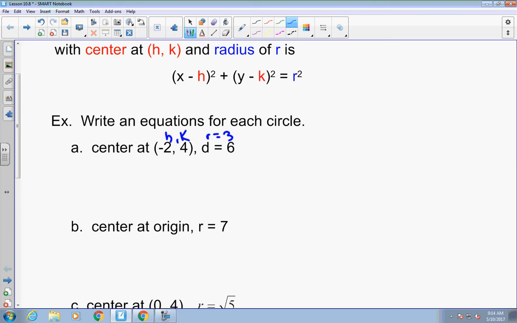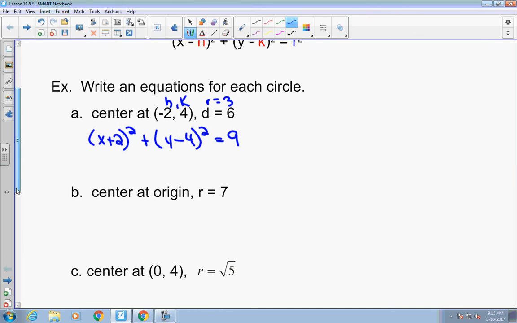And so then all I have to do is take this information and plug it into this formula. Okay, so it's x minus my h. Now my h is negative, so it changes signs and becomes positive. So x plus 2 quantity squared plus y minus my k, which is 4, quantity squared equals my radius squared, which is what? 9. And that is the equation for my circle.